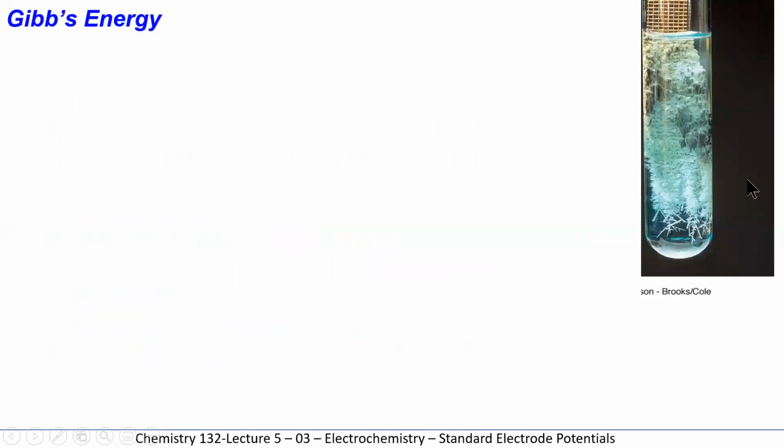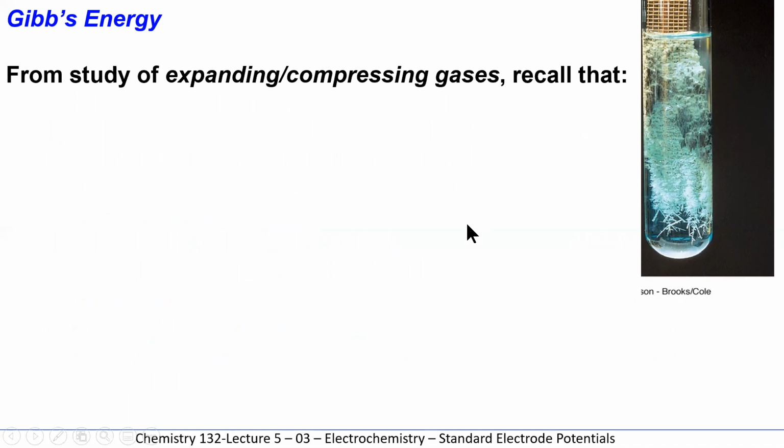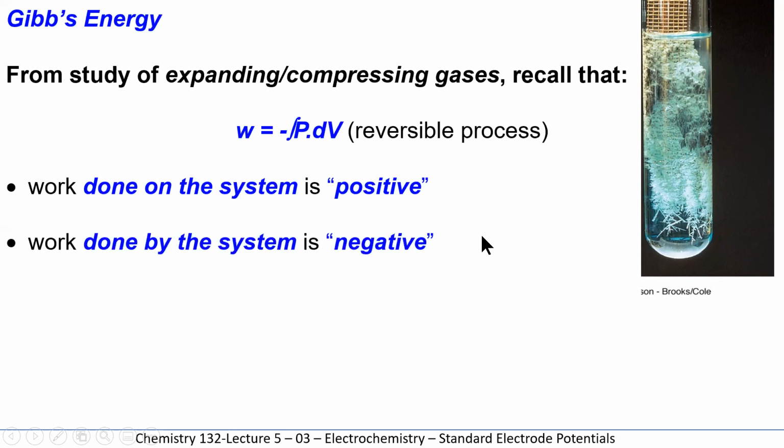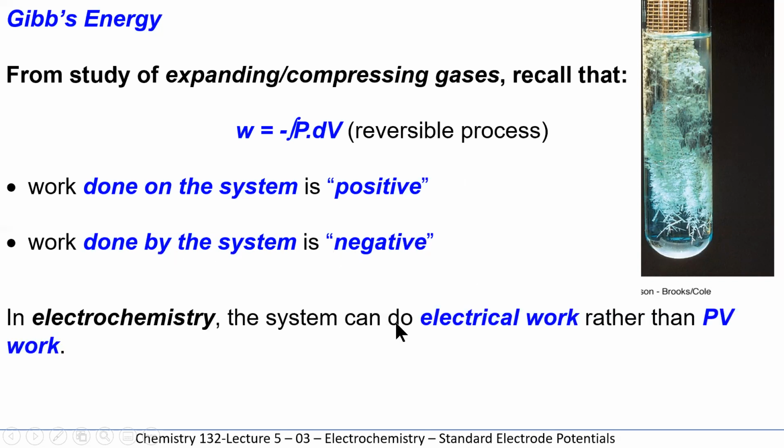Now, let's talk about how Gibbs free energy gets involved. When we studied the expansion and compression of gases, remember we could calculate the amount of work done by pressure-volume changes. The work done on the system is positive, and the work done by a system is negative. So if the work is done on the system, it's positive work. If the work is done by the system, it's negative work. In electrochemistry, we don't cause pressure-volume changes, but we can force electrons through a circuit against a resistance. That's the type of work we do when we create electrochemical cells, galvanic cells.